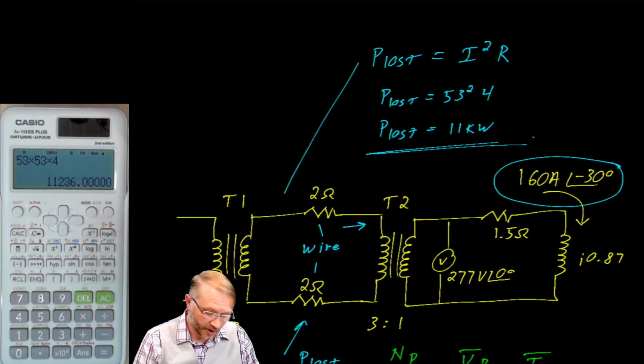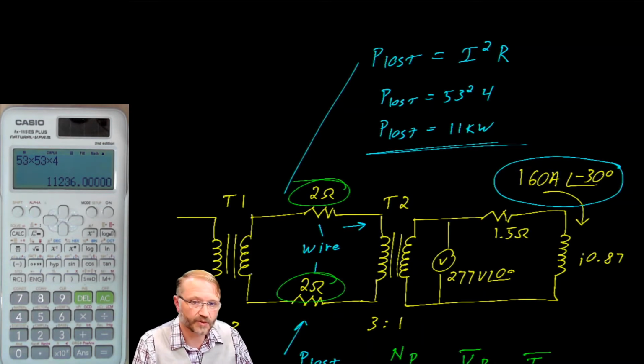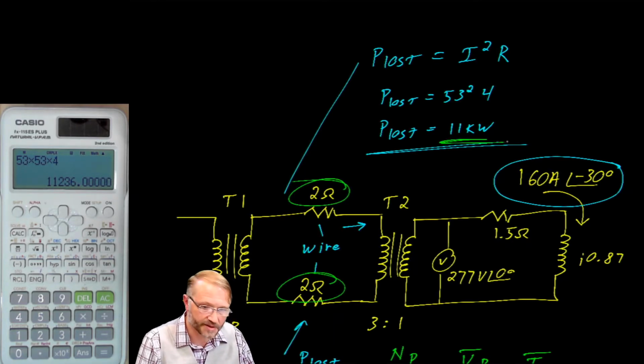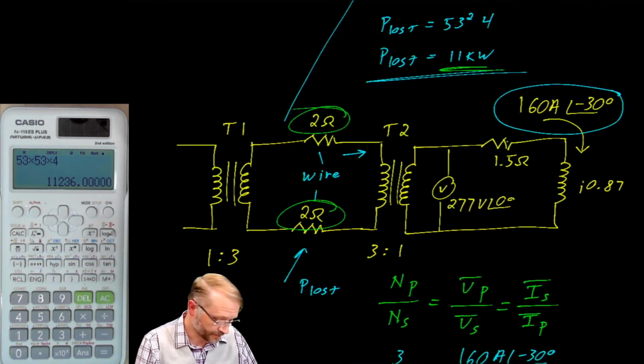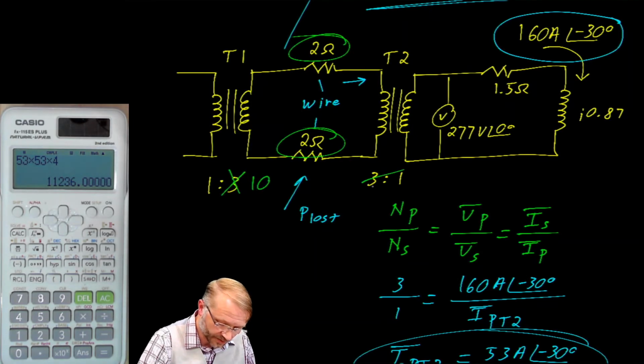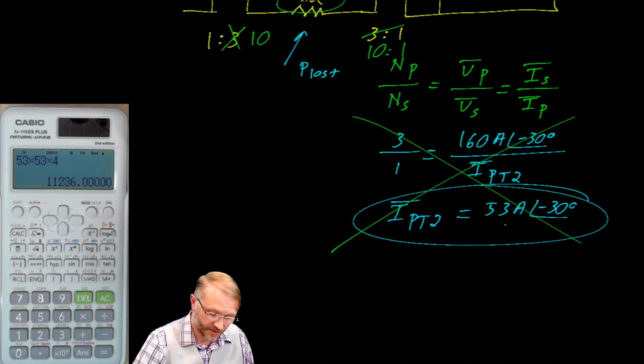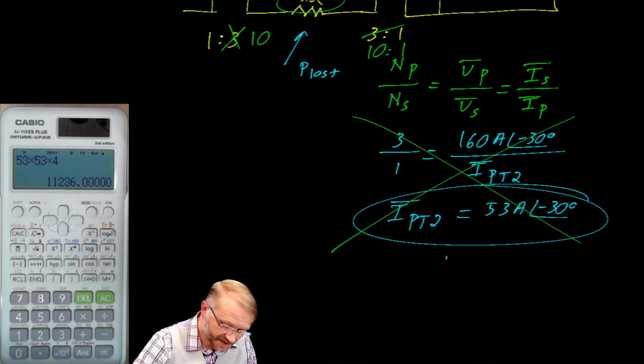We have two options. We could replace the wire. We could purchase new cables that have lower resistance, and that would allow us to get the power loss down to something reasonable. Or, and this is the option we'll take, we're going to replace these transformers. Instead of a 1 to 3, we'll go with a 1 to 10, and we'll use this as a step down of 10 to 1, which means our current is no longer 53 amps, our current is now 16 amps. So that is the current in the primary of T2.